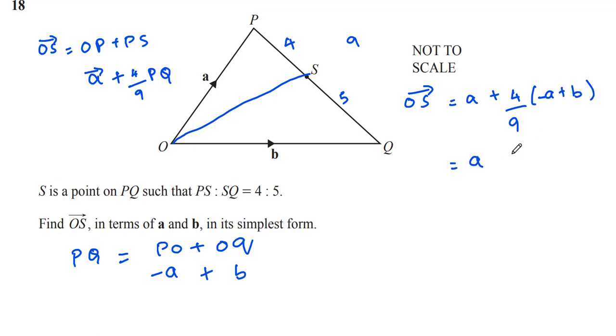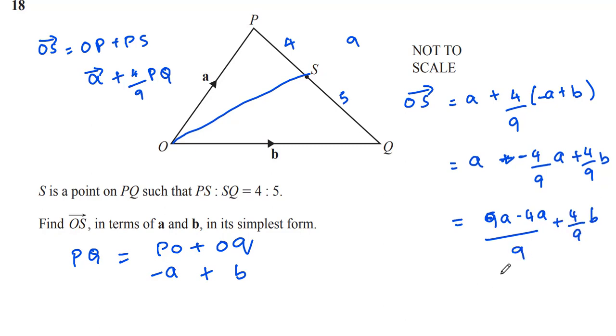So if I bring this inside and expand, it becomes minus 4 by 9A plus 4 by 9B. Now if you take LCM, you'll get 9A minus 4A by 9 plus 4 by 9B. So it is 5A by 9 plus 4 by 9B. So this is the answer. This is the OS vector in terms of A and B.